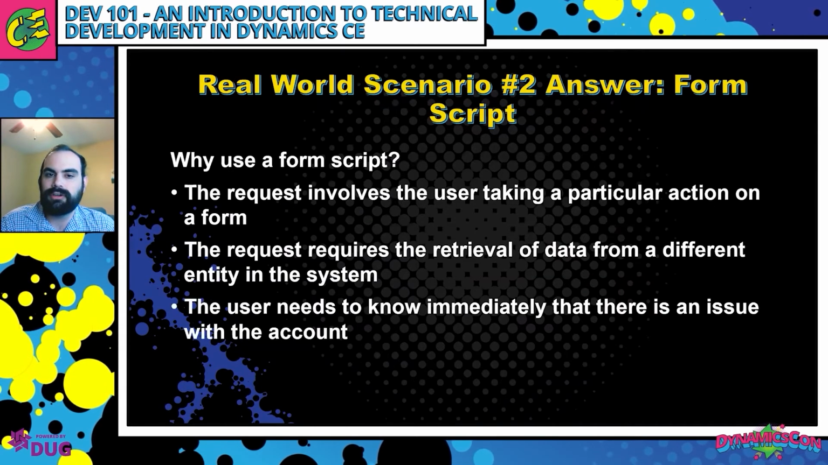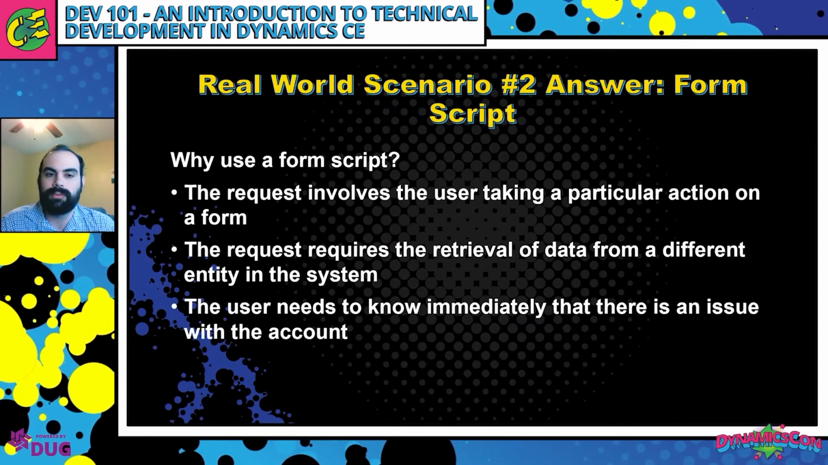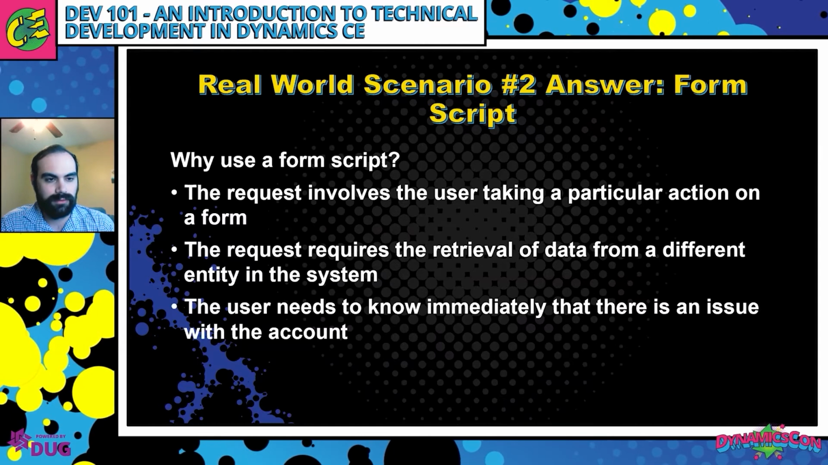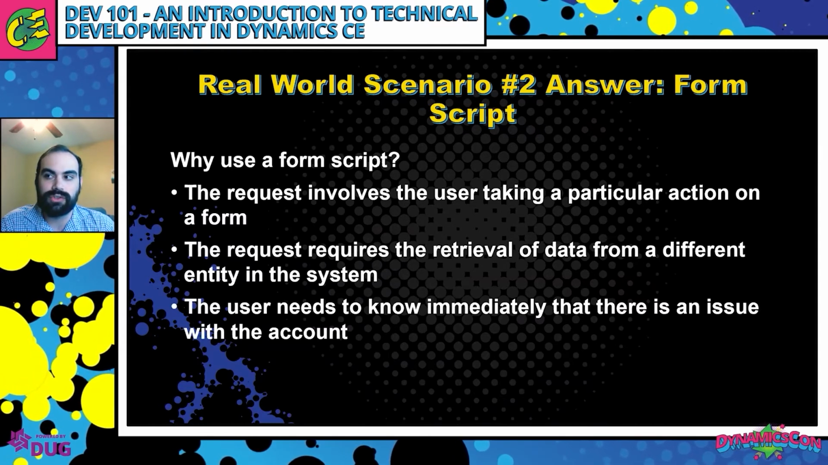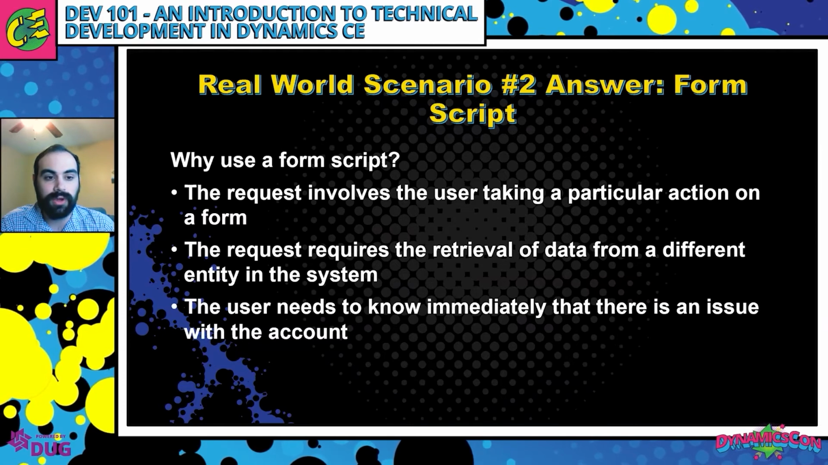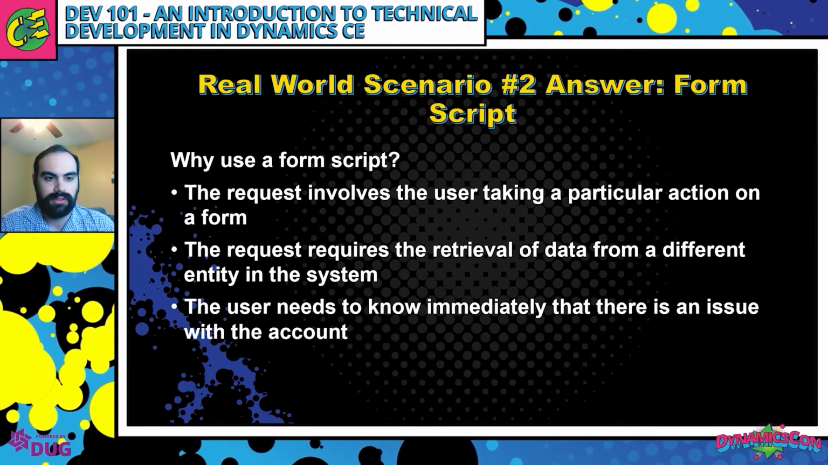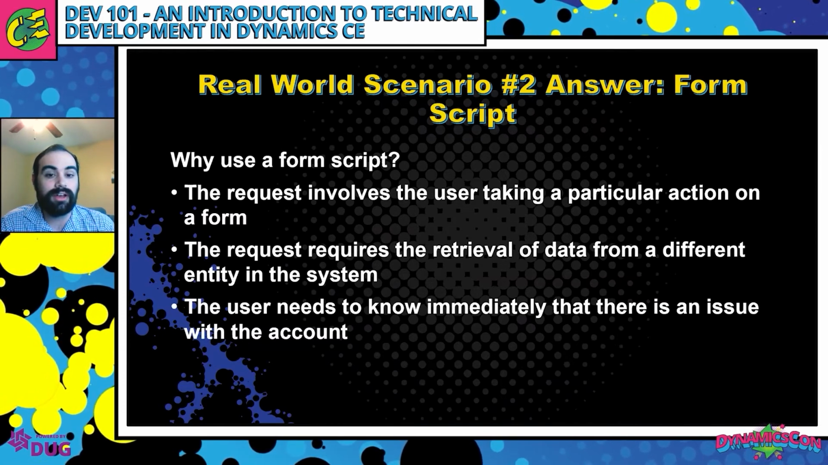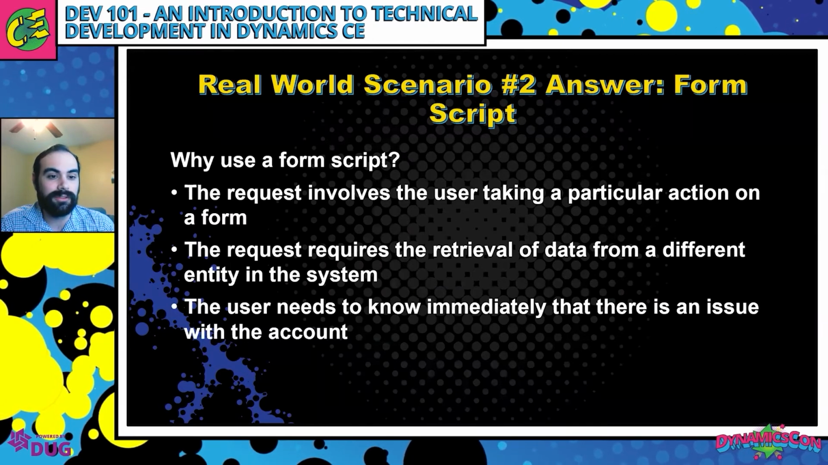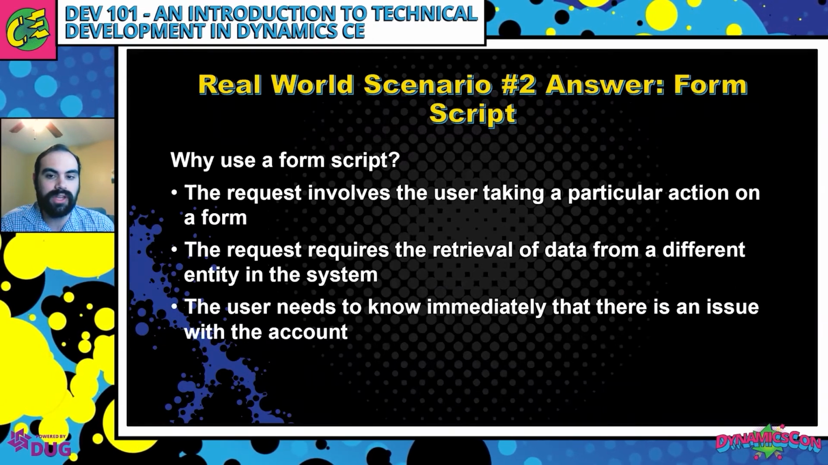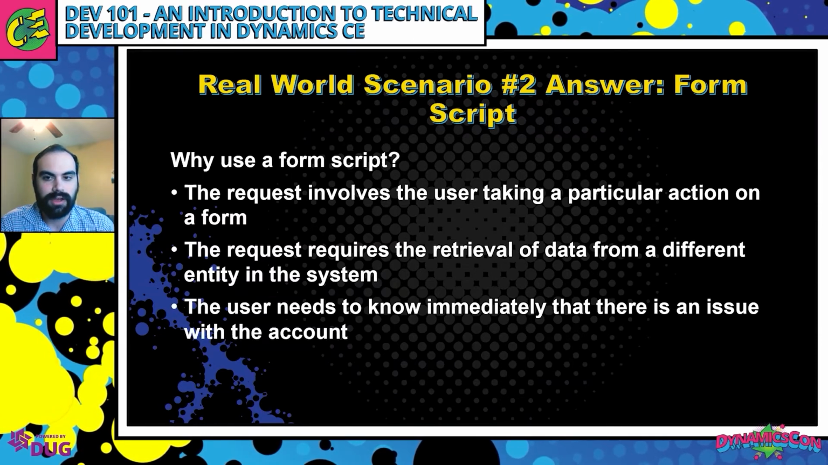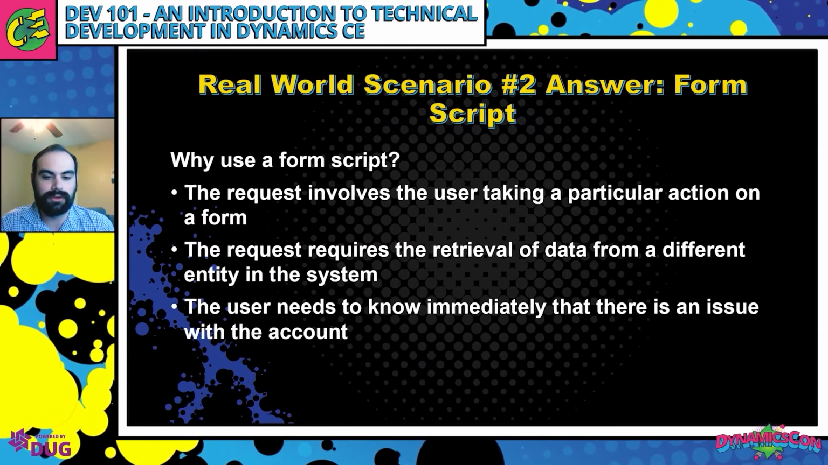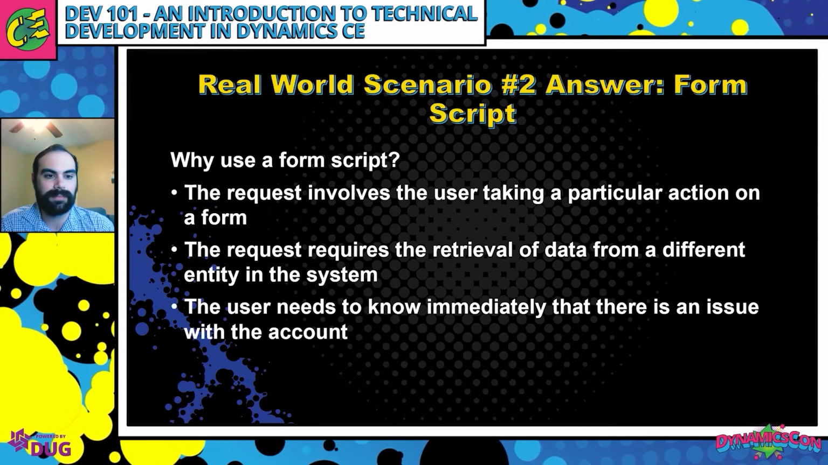So for this scenario, what I ended up going with was a form script. Why a form script? The request involves the user taking a particular action on a form. So you have a UI event, right? The request requires the retrieval of data from a different entity within the system. So you're going to need some way to query data related to other records in the system. Form scripts are great for using API calls.